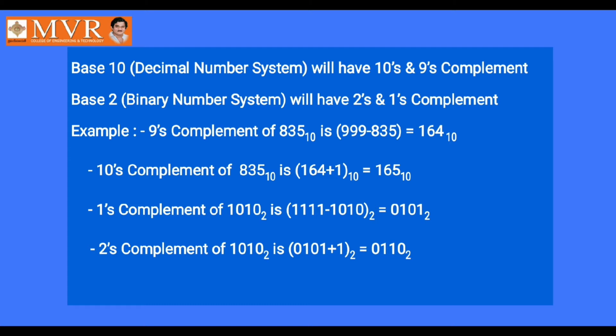Then what is its 10's complement? That is r's complement of 835. How do you get r's complement if you have r minus 1? Simply by adding 1 to the lowermost digit. In the above example, the lowermost digit of the 9's complement 164 is 4. If you add 1 to that, you will get 165 as the 10's complement. This is how you calculate r's complement and r minus 1 complement in the decimal system.